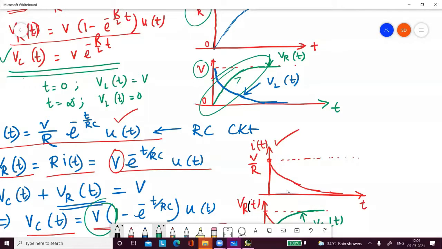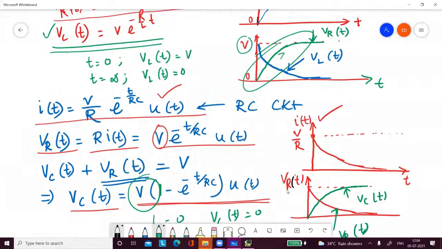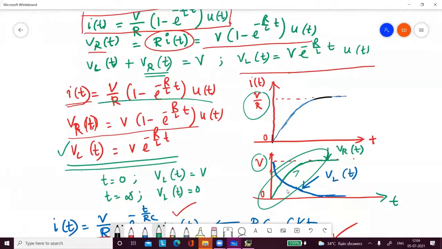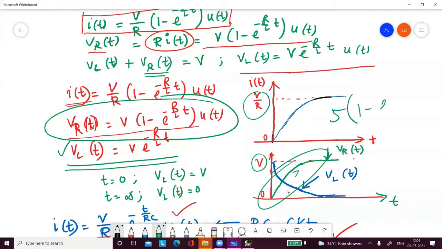Look here. This is your voltage across the resistance, V into 1 minus e to the power minus R by L t. So V here is 5 into 1 minus e to the power minus 100t. This will be the nature of the response. That means when t equals 0, it will be 0. When t equals infinity, it will be 5. So the final value will be 5 volt.